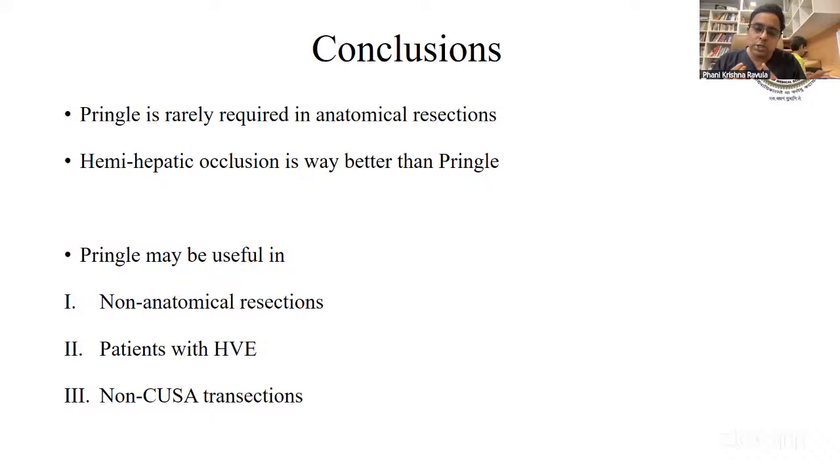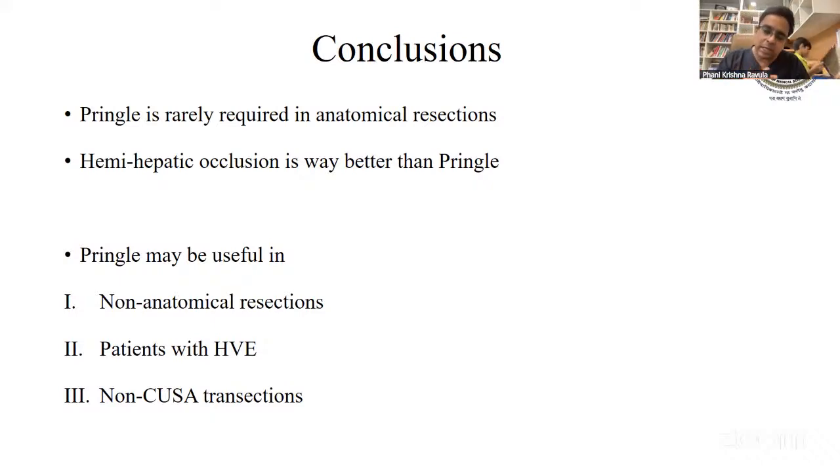Number two is that, like you're saying, with CUSA you can use a Pringle. You could try without a Pringle, but with cheliclysis, whatever studies show that cheliclysis is faster and has less blood loss compared to CUSA, they're always with inflow occlusion. So for major hepatectomy, if you're doing cheliclysis, always do it with inflow occlusion.